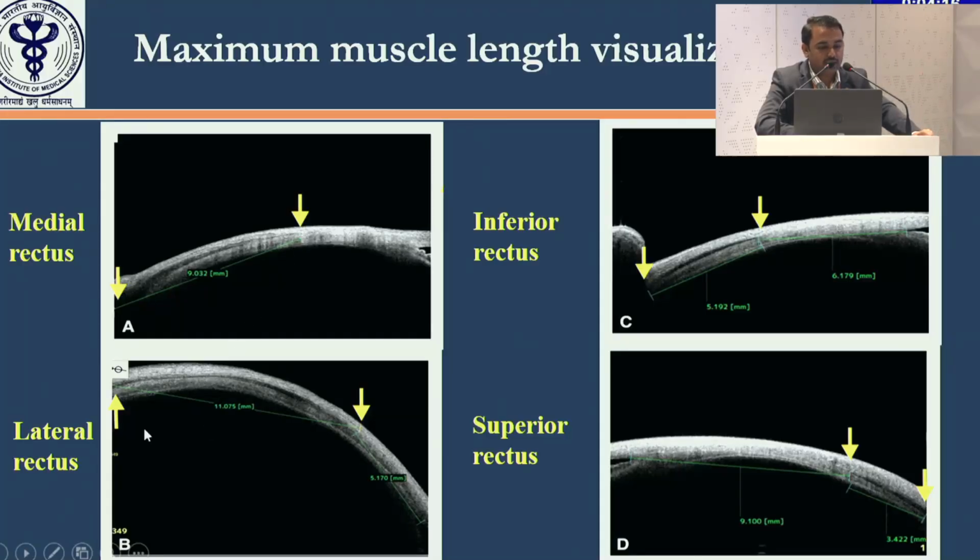We are telling that one. And by good adduction, you can see up to 11 mm of lateral rectus and around 3 to 5 mm for superior rectus and the inferior rectus.